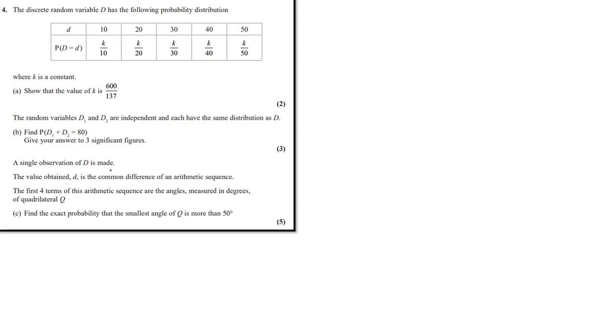So for an arithmetic sequence, we always say that A is the first term. So let A be the first term.